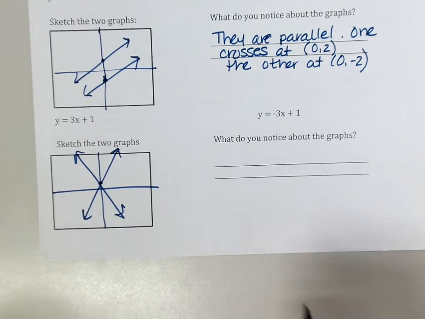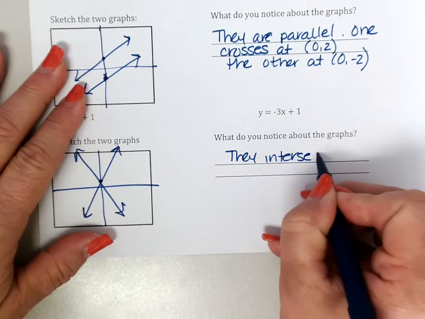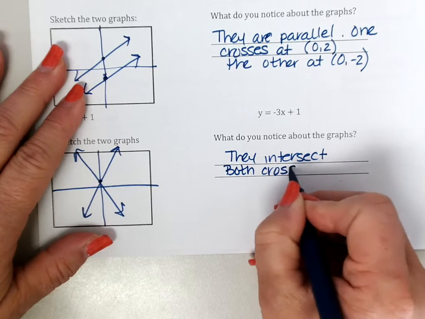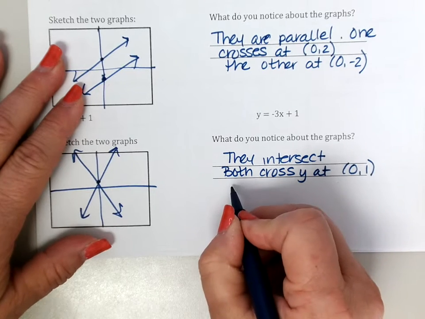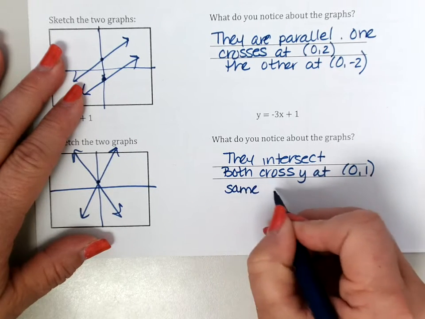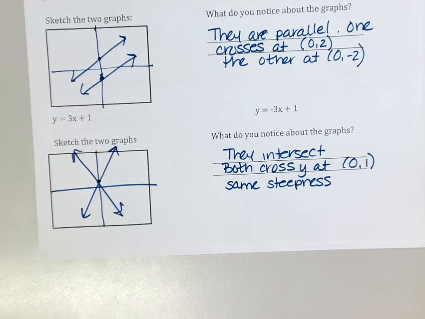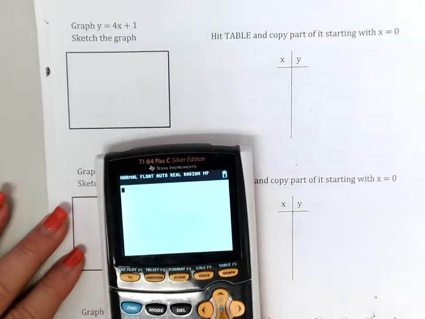And then what do we say? These ones, they intersect. Both cross y at 0, 1, and they seem to have the same steepness, just going in opposite directions. Okay. Flip it over. We're going to graph some more, and then we'll talk about where the table part is.